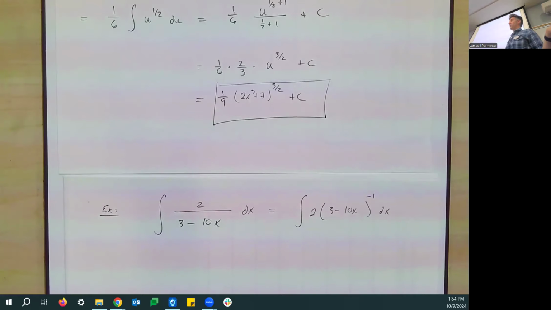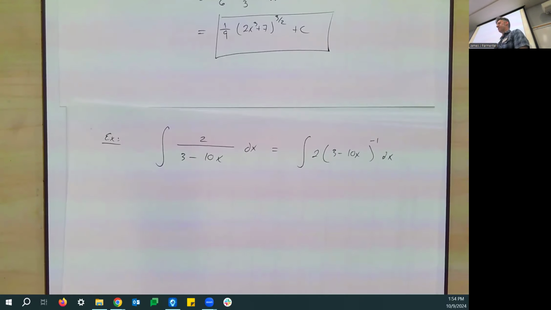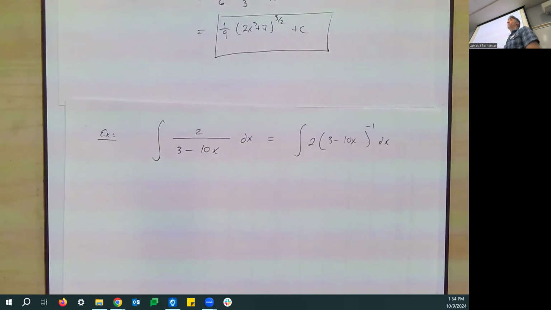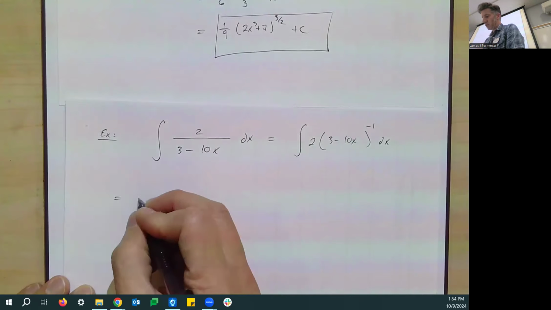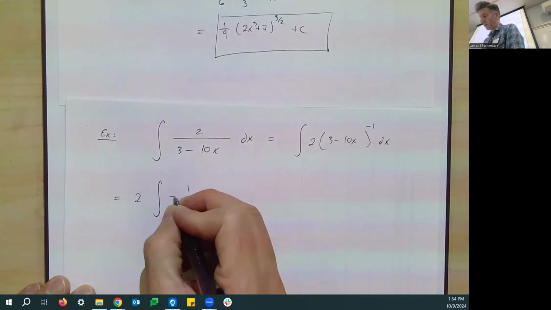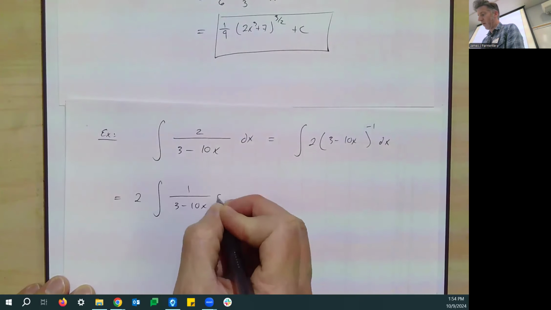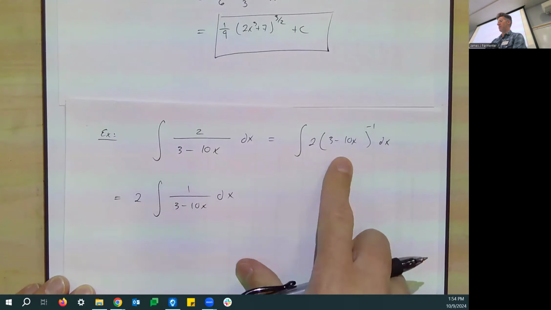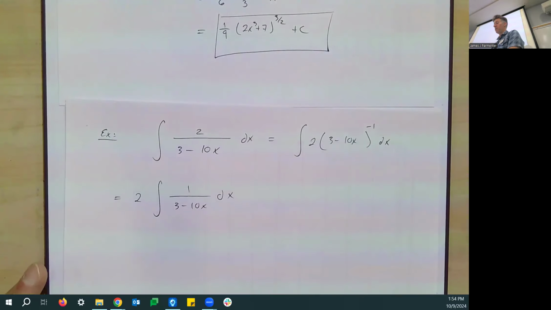So what do we do with this? Well, we're going to do a u-substitution. Also, that 2 is kind of pointless there. It's not pointless, it's not really affecting what our antiderivative is going to be. I would put that 2 out in front of the integral. So I would choose to rewrite this as 2 times the integral of 1 over 3 minus 10x. And I would leave it as a fraction like that, not as a 3 minus 10x to the negative 1, although either way is fine.